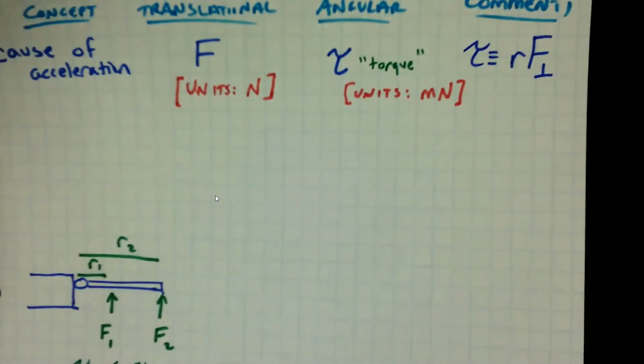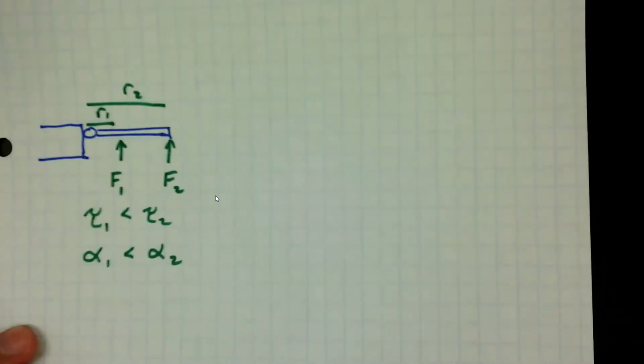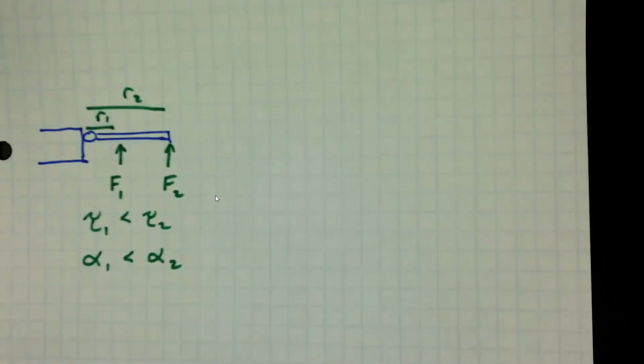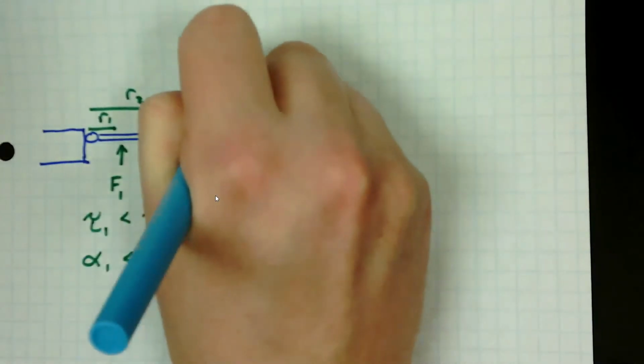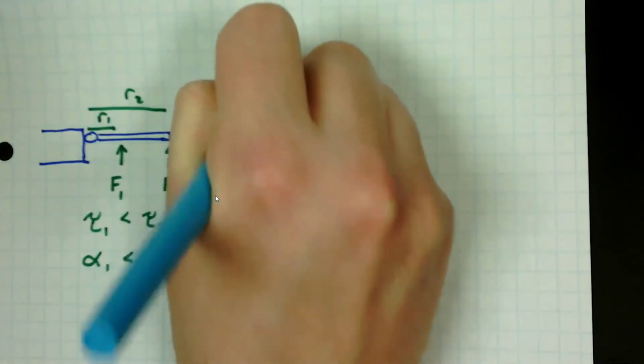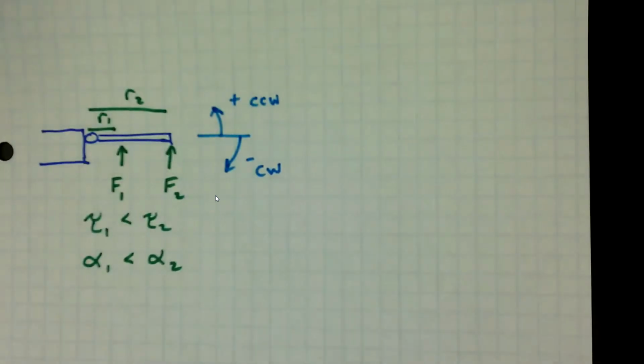The other thing we're going to do is follow the same convention that we were using before. Namely, if you push something and it goes counterclockwise, we're going to call that a positive torque. And if it goes clockwise, we're going to call it a negative torque.